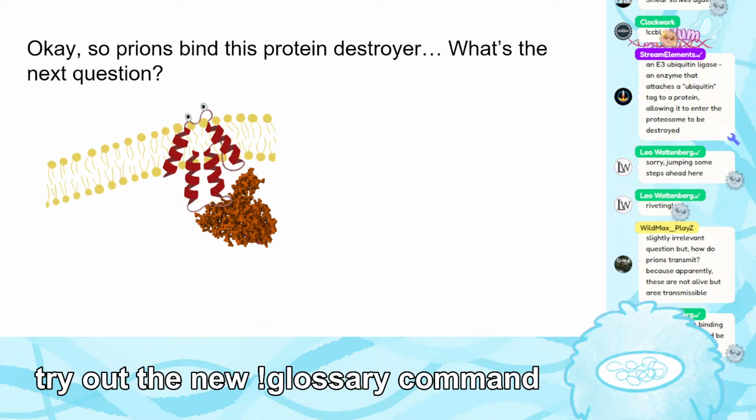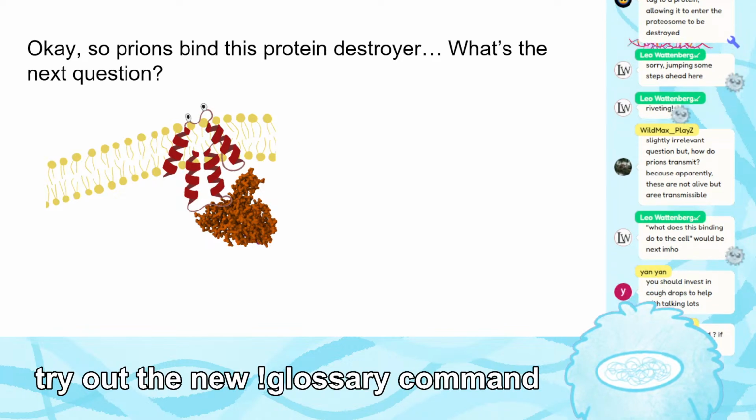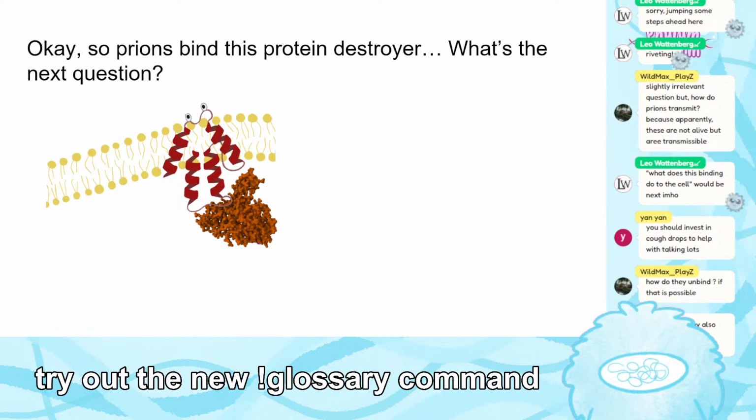So it's binding a protein destroyer. What is the next question? This is a question that you don't have to think too hard about. You might be overthinking it if you are struggling to come up with the next experiment. How do they unbind, if that is possible? That is assuming that we care about them unbinding.